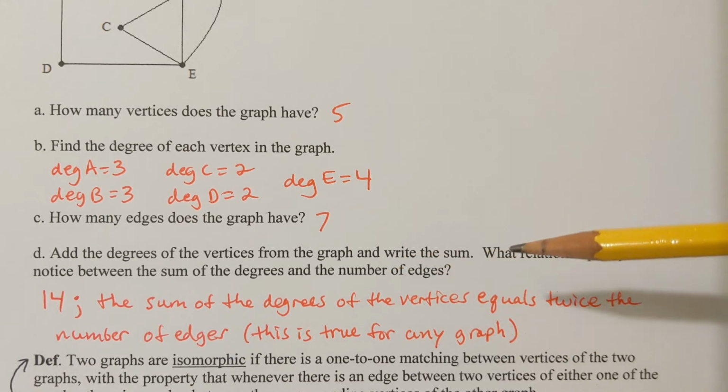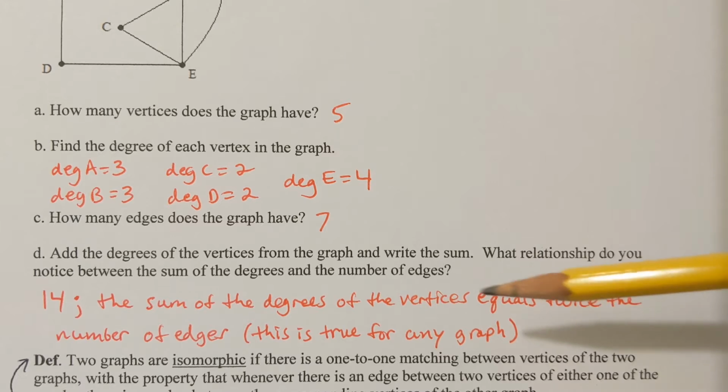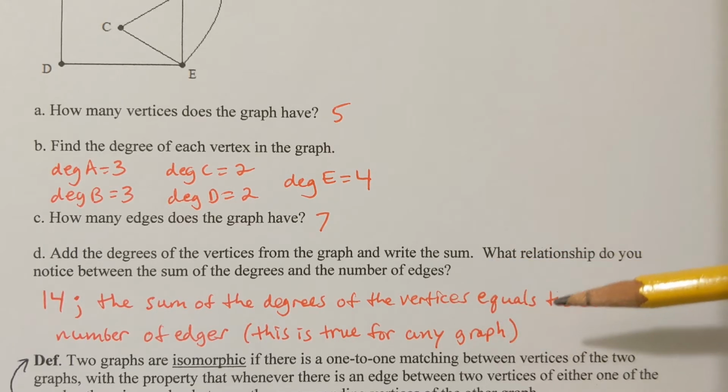The sum of the degrees of the vertices equals twice the number of edges. This is true for any graph.